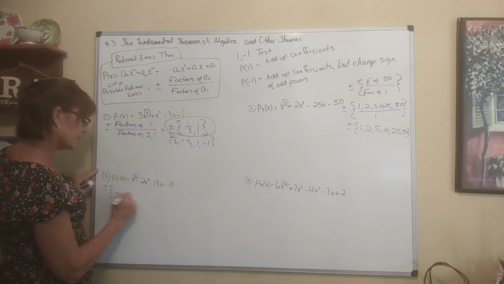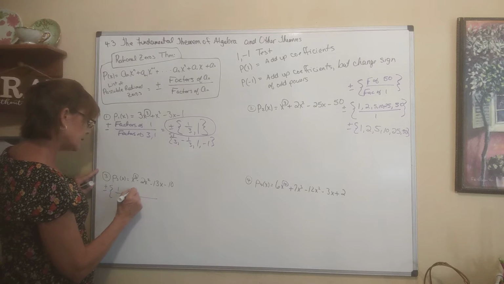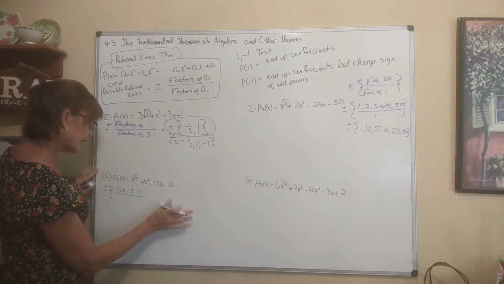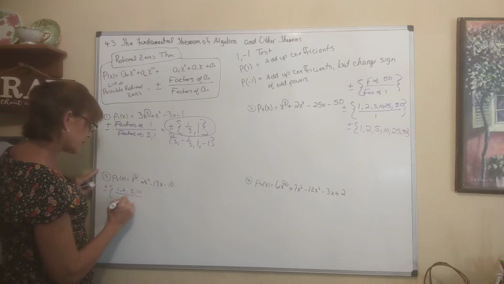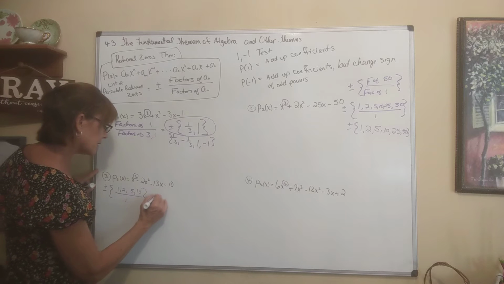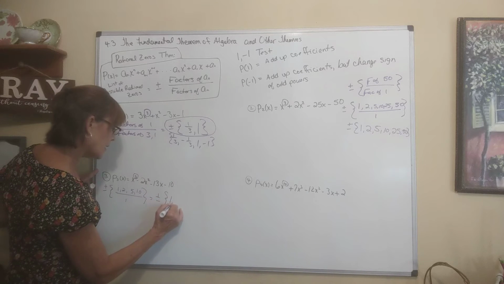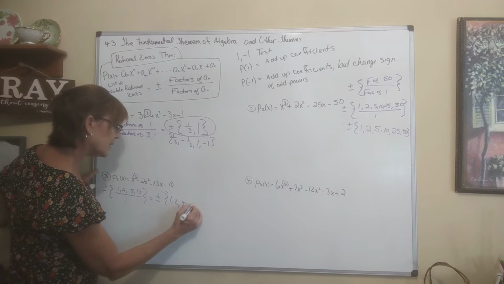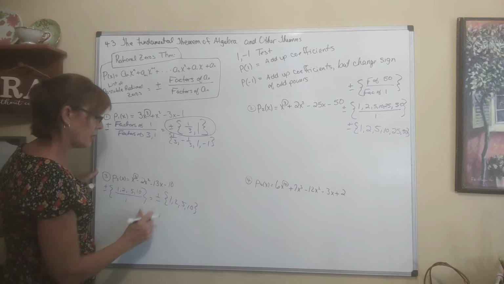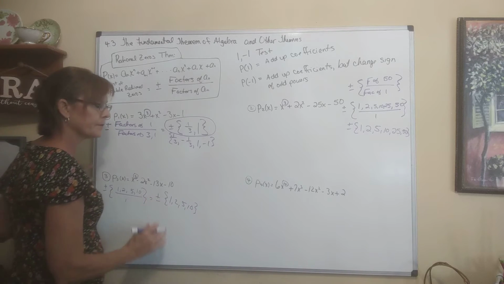All right, right here, 3 possible factors of 10. What are factors of 10? 1 times 10, 2 times 5, and I think that's it. All right, factors of 1. So really it's plus or minus 1, 2, 5, 10. That's 8 possibles that we could look at.